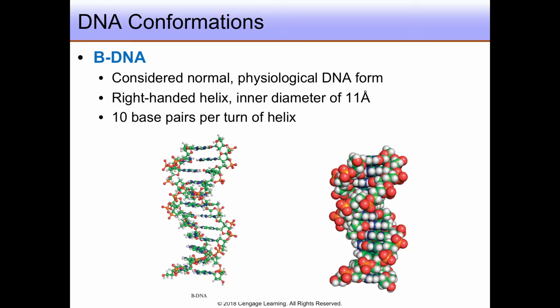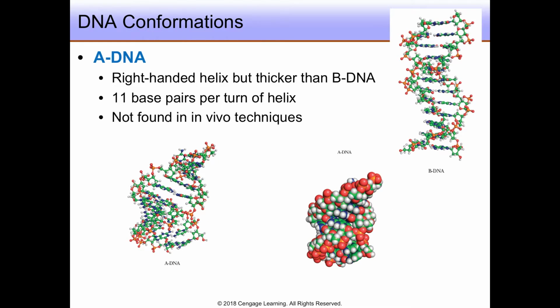The helix is right-handed with an inner diameter of 11 angstroms, and this results in 10 base pairs per turn of the helix. Another observed form of DNA is called A-DNA. It is still a right-handed helix, but as you can see from the figure below, it is thicker than B-DNA, having 11 base pairs per turn of the helix. This has only been observed in the lab and would not necessarily represent a native conformation.